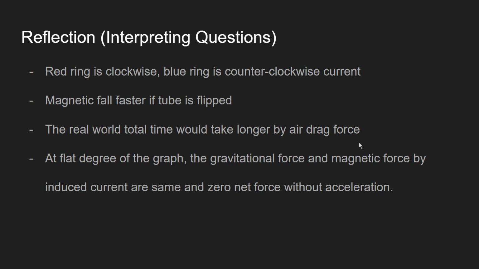And this is my interpreting questions. The red ring is the clockwise current, the blue ring is the counterclockwise current. And if we flip the tube, then the magnet will fall the same way, and the real world total time will take longer than predicted because of the air drag force.